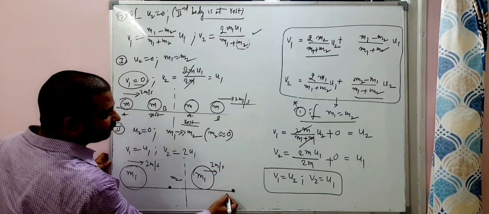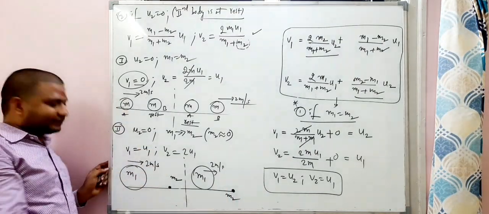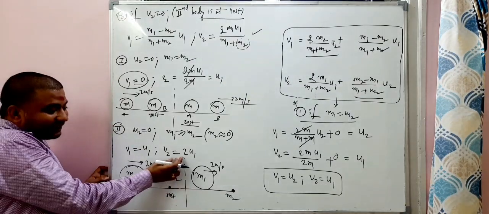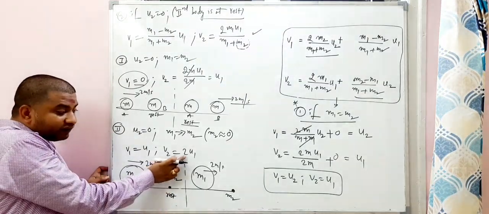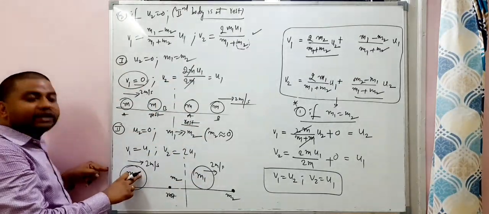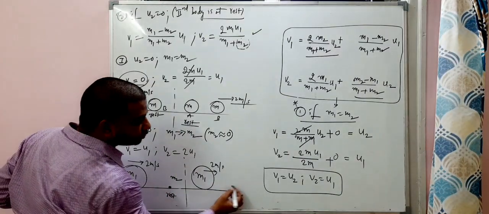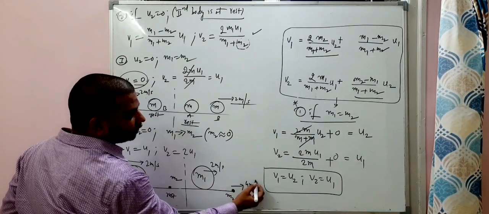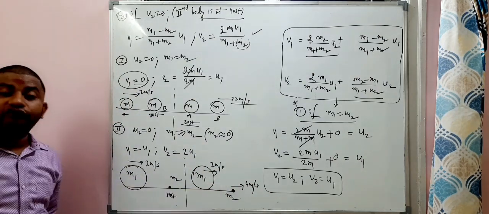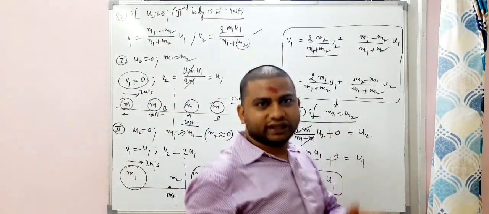So the problem is with this m2 only. m2 will gain some velocity. Initially it is at rest, and after the collision, it gains some velocity. Note, it is moving with 2 times the initial velocity of the first body. The first body's velocity is 2 meter per second after the collision, and it is moving with 4 meter per second. Initially it's at rest, now it's moving with 4 meters per second. Alright, this is one case.